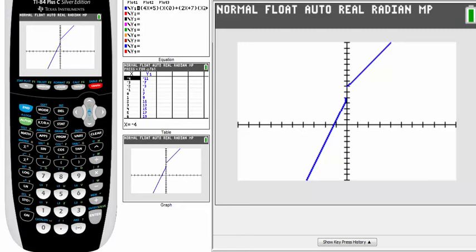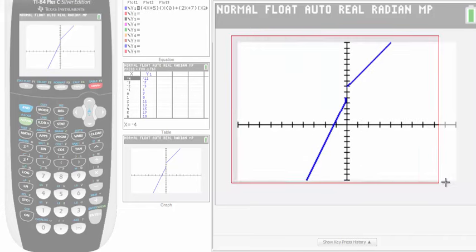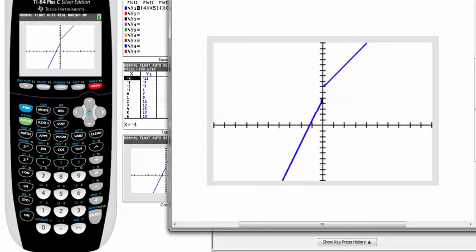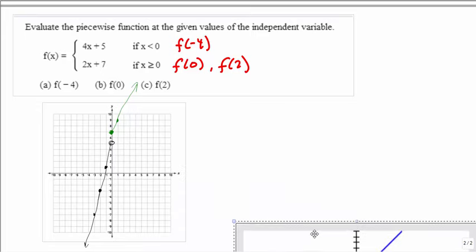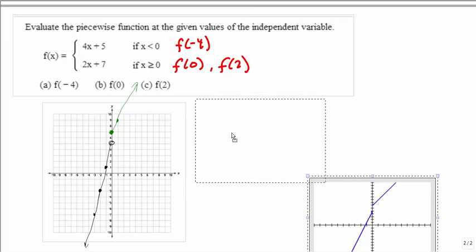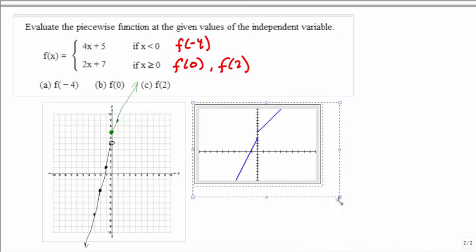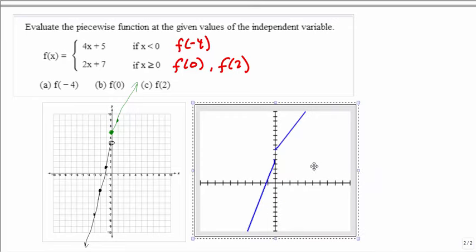Okay, so let's go ahead and snip this into the lecture. So this is a piecewise function. And it looks a little bit nicer than my hand-drawn graph. Certainly the lines are straighter. Now if I wanted to evaluate like f of -4 and f of 0, I think I could do that here. Now one thing this graph doesn't show is my hollow and my filled points.